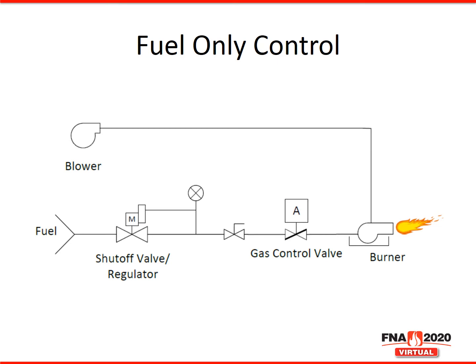Here we have an example schematic showing fuel-only control. In terms of burner controls, we are only using a modulating gas control valve to control the amount of fuel to the burner. A firing rate modulation signal is sent to the control actuator, which increases and decreases the fuel. Fairly simple design.